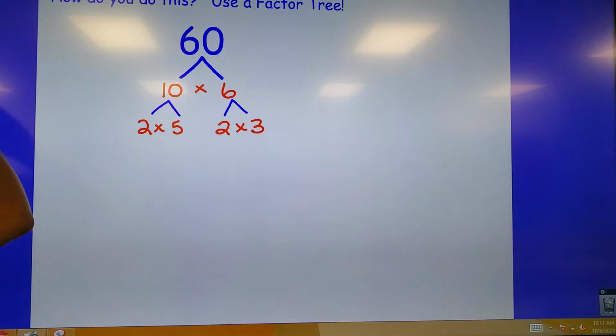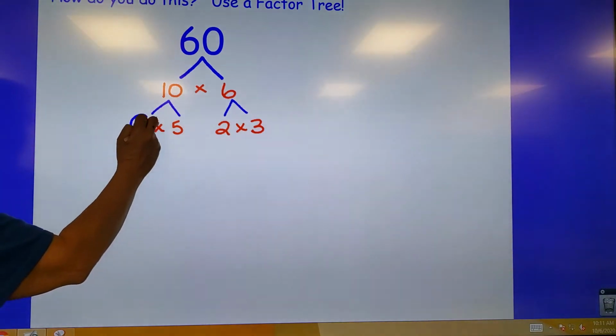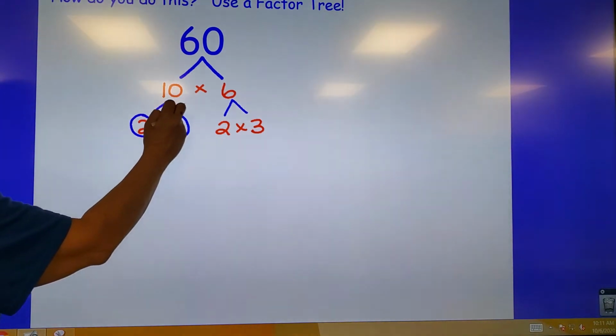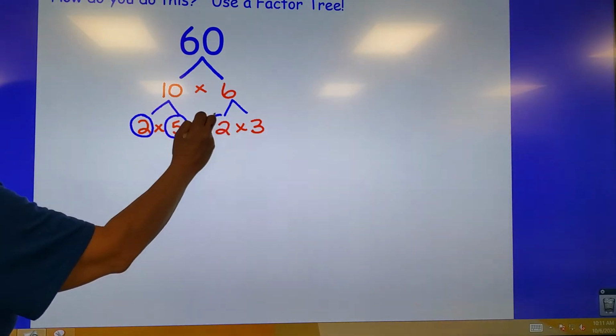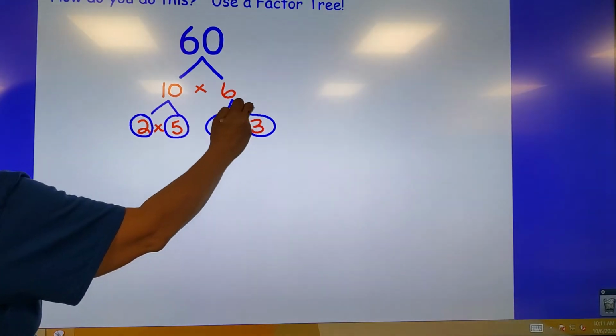Okay, now that I have these numbers, I need to think about, is 2 prime? Yes, it is. So I'm going to circle it. Is 5 prime? Yes, it is. So I'm going to circle it. Is 2 prime? We already said yes. And is 3 prime? Yes, it is as well.